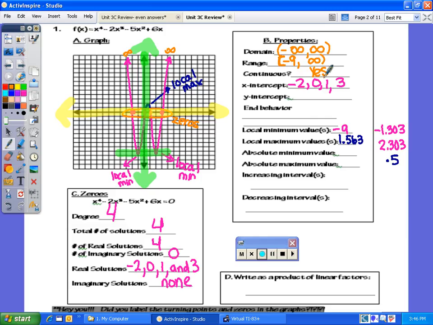Continuous will always be yes because we're not doing piecewise. Now the x-intercept is always this number. Well, since I don't have a number after 6x, my y-intercept will be 0.